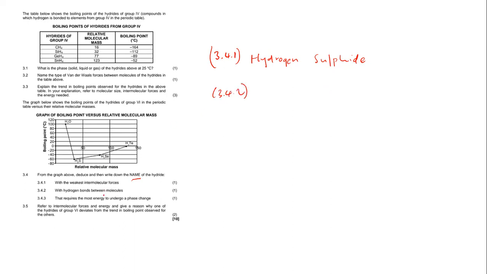3.4.2, it says to us, again, from the graph above, give the name of the hydride with hydrogen bonds between molecules. So far, the type of intermolecular force that we've discussed on this question is induced dipole force. So here now, they are asking us about the hydrogen bond. Hydrogen bond is one of the types of intermolecular force that we can also talk about.